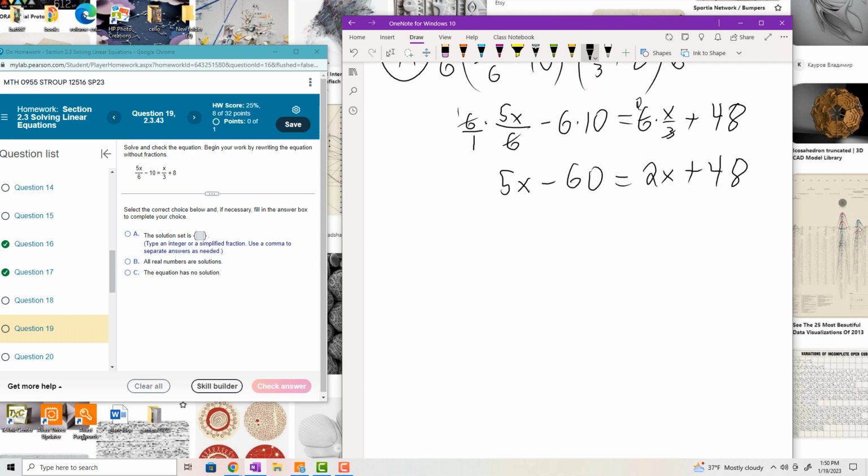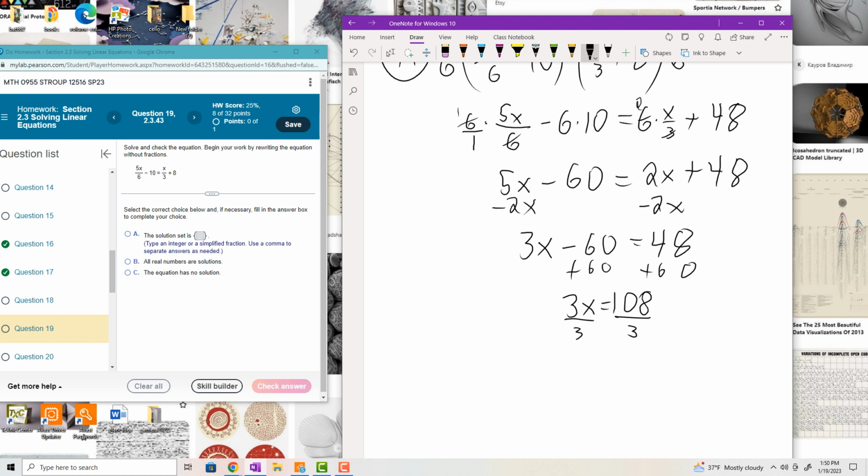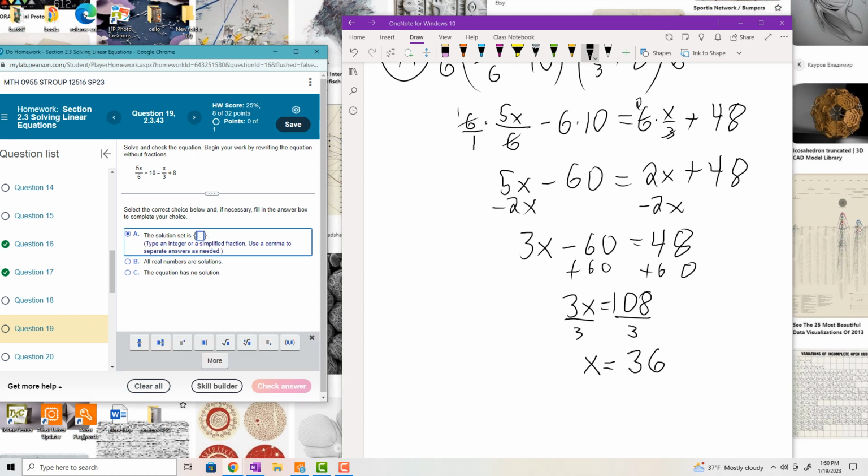And finally, you're combining, collecting like terms on one side. So we'll have 3x, and then you're going to move all the constants to one side. And then finally, use your division to isolate the variable. Okay, so it looks like 36 is going to work. Let's try it.